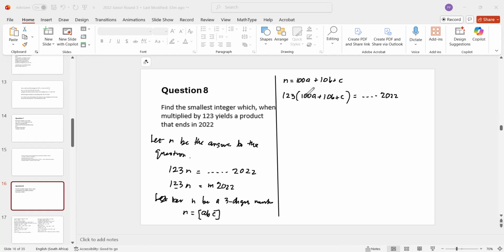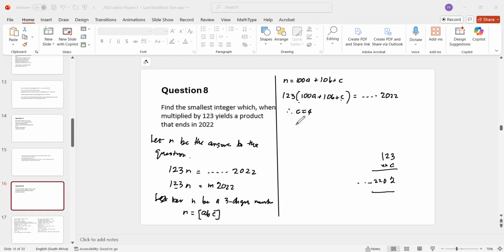Now, I've got this 123, and a 3-digit number whose unit digit is C. And it ends in 2022. So what can C be? You can see straight away that C has to be 4. C has to be 3 times what ends in 2. There's only one number, and that's 4. Therefore, C is equal to 4.